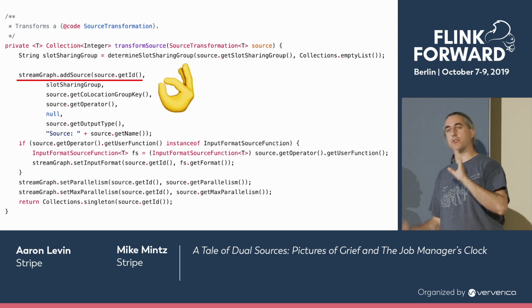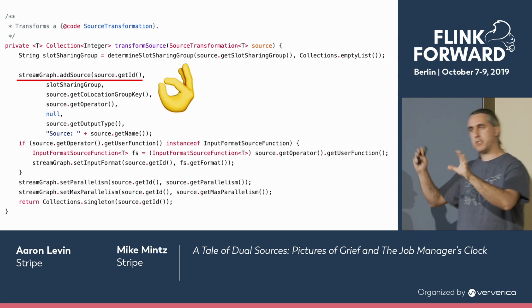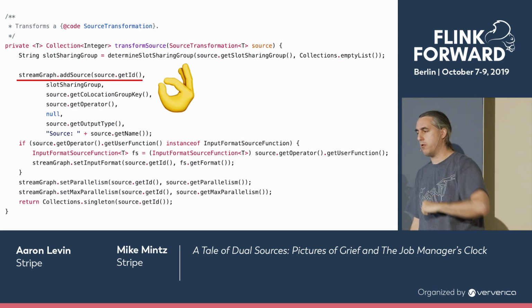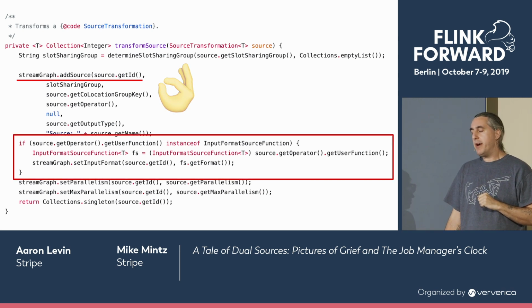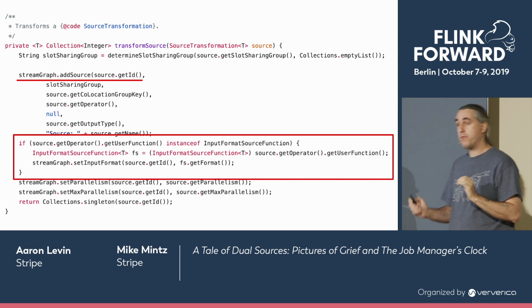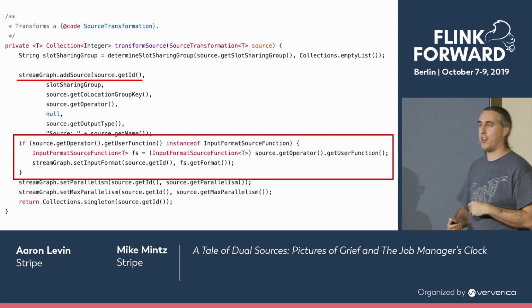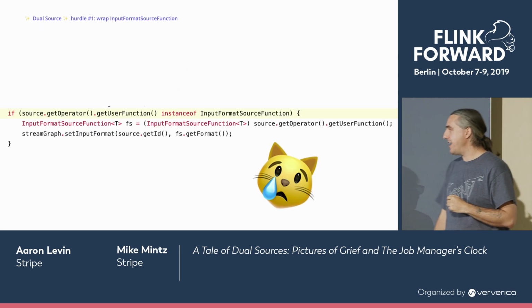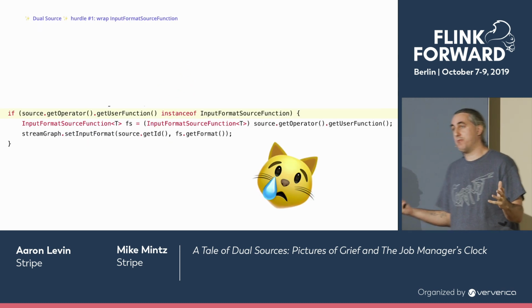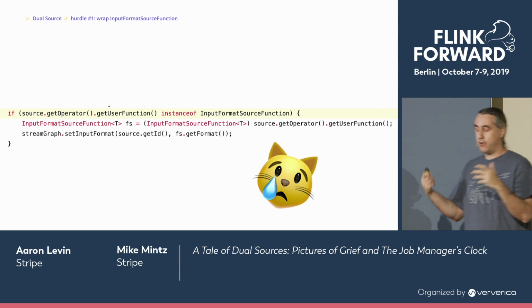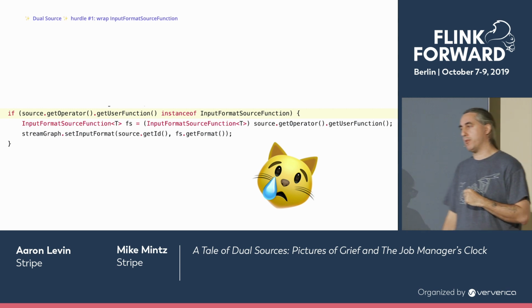And when it encounters a source, it does something a little bit special to the source because they're the root nodes. And it calls this transform source function. But if your source happens to be an input format source function, it does some super secret special stuff, like initialize the split assigners. And we didn't have an input format source function. We had a regular source function, and that meant our S3 source was not getting properly initialized.